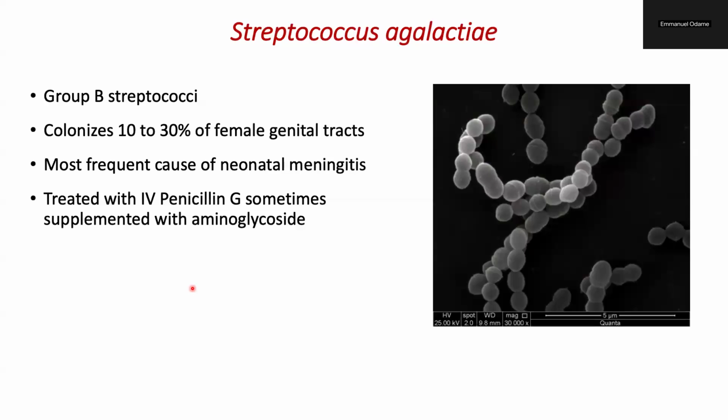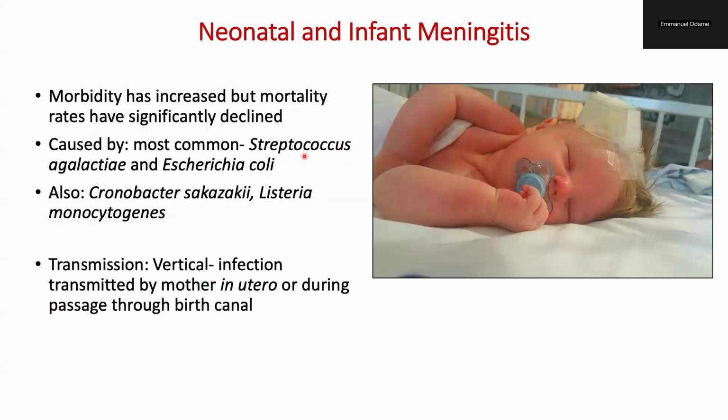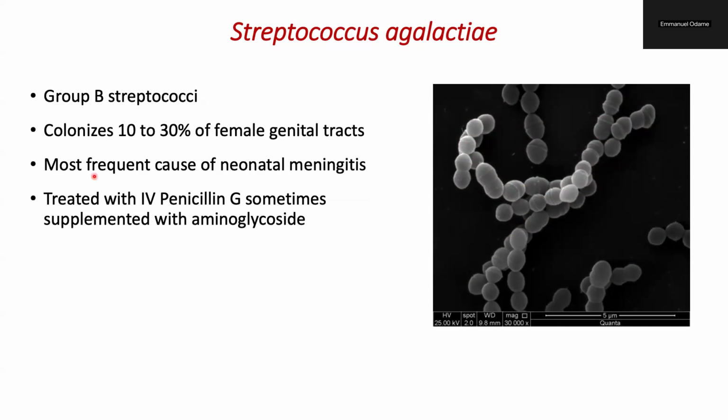Next, let's talk about the different bacteria that contribute to this. The first one we talk about is Streptococcus, as I mentioned earlier, Streptococcus agalactiae, or agalactia, depending on who's pronouncing it. These are group B streptococci. They colonize 10 to 30% of the female genital tract. They are the most frequent cause of neonatal meningitis that we know.